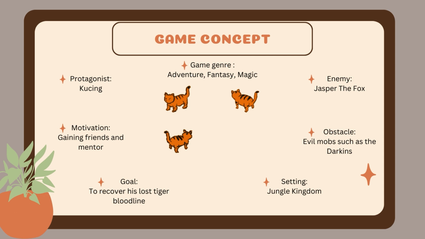So the motivation in this game is Kucing needs to find friends and a mentor to help him in his journey. So then we go to obstacles. There are evil mobs such as the Dakin. The Dakin is an evil spirit that combines with the animals there, possessing them. Such as a gorilla that is possessed by the evil spirit, so they are called Dakins.